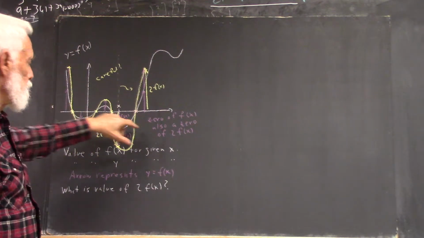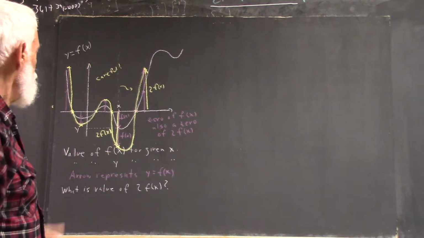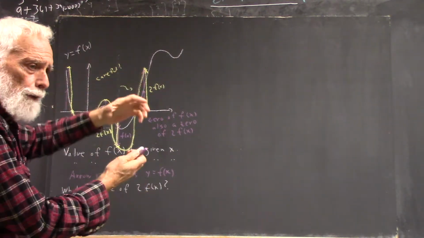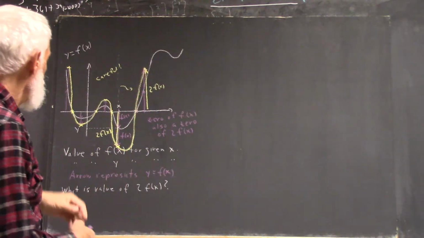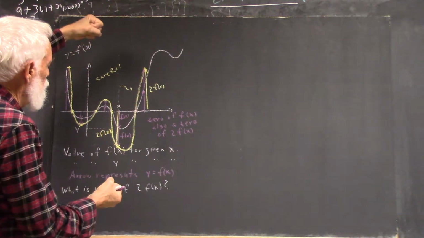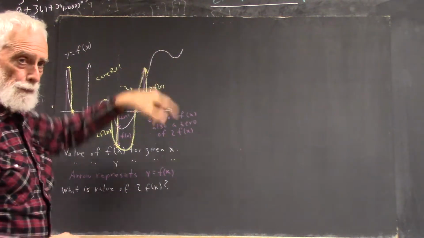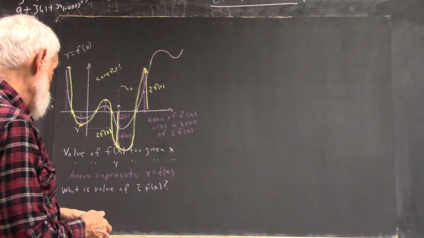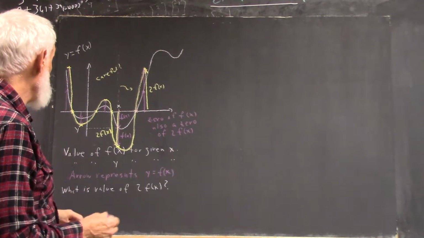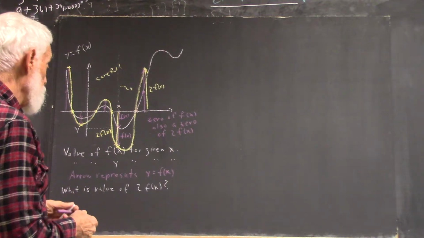And you can see that this graph reasonably represents a graph that's stretched by a factor of 2. If you took this white graph and stretched the whole thing by a factor of 2, you would end up with something very much like the yellow graph. Okay. Well, that's called a vertical stretch.